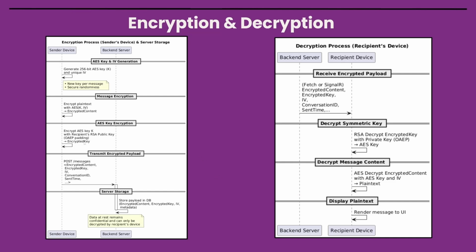So then we get the encrypted key, which can only be decrypted with the private key of the recipient, and no one else has that. Lastly, we send all of that content to the backend. The backend receives the encrypted content, the encrypted key, the initialization vector, and some other data like the conversation ID and send time.